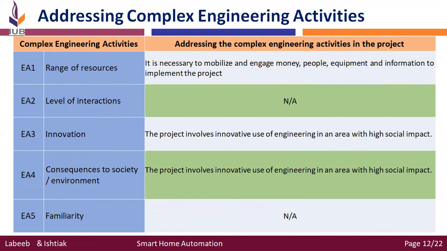So now I'll talk about addressing complex engineering activities. In EA1, the range of resources, it is necessary to mobilize and engage money, people, equipment, and information to implement the project. In EA2, there is no level of interactions. And in EA3 and EA4, the addressing of the complex engineering activities is the same. In EA3, there is innovation, and in EA4, there are the consequences to society. So both have the same addressing in the project, which is that the project involves innovative use of engineering in an area with high social impact. And in EA5, there is no familiarity.